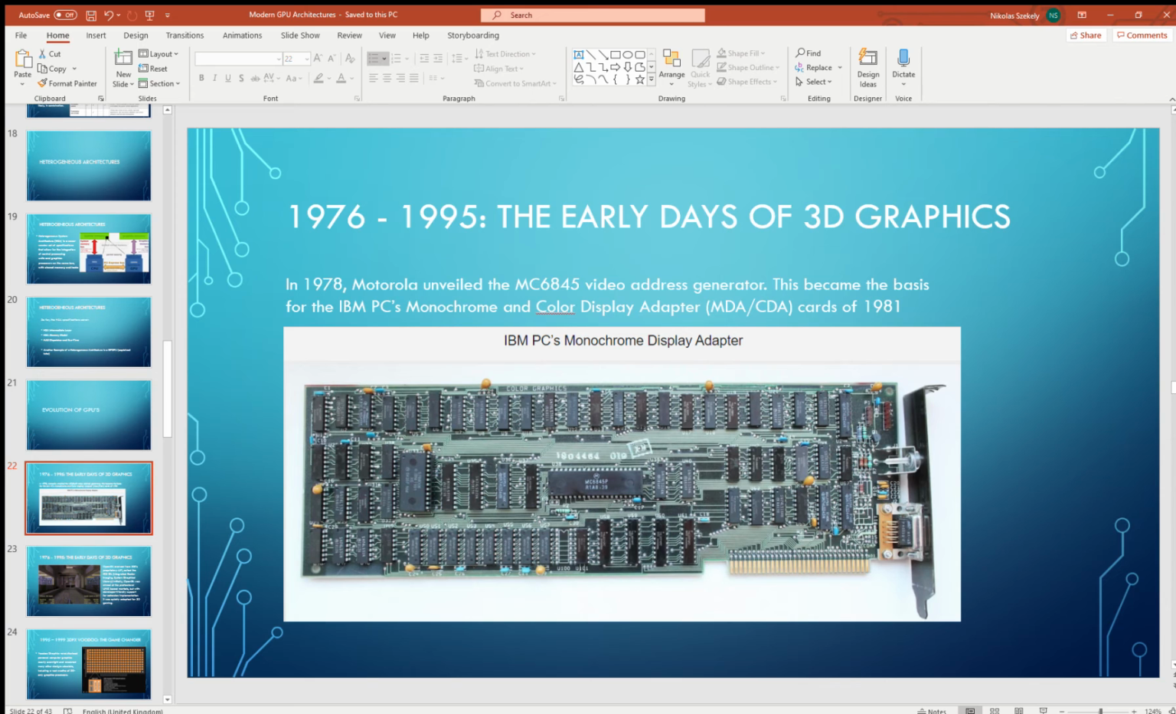In 1978, Motorola unveiled the MC6845 video address generator. This became the basis for the IBM PC's monochrome and color display adapter cards, which were used in 1981. This is a picture of one of these cards. A similar solution from Commodore's MOS Tech subsidiary, the VIC, provided graphics outputs for the 1980 to 1983 vintage Commodore home computers. The next steps in the graphics evolution were primarily in the professional fields.